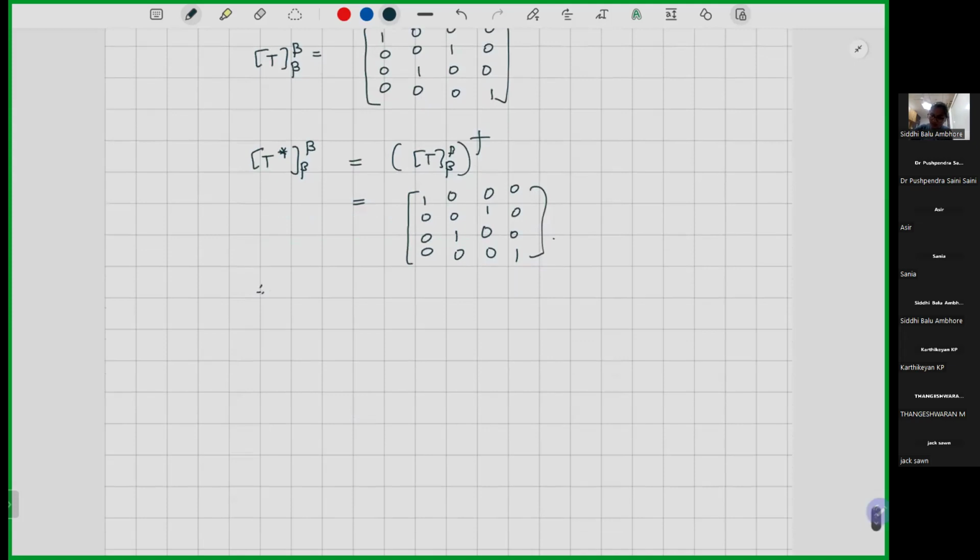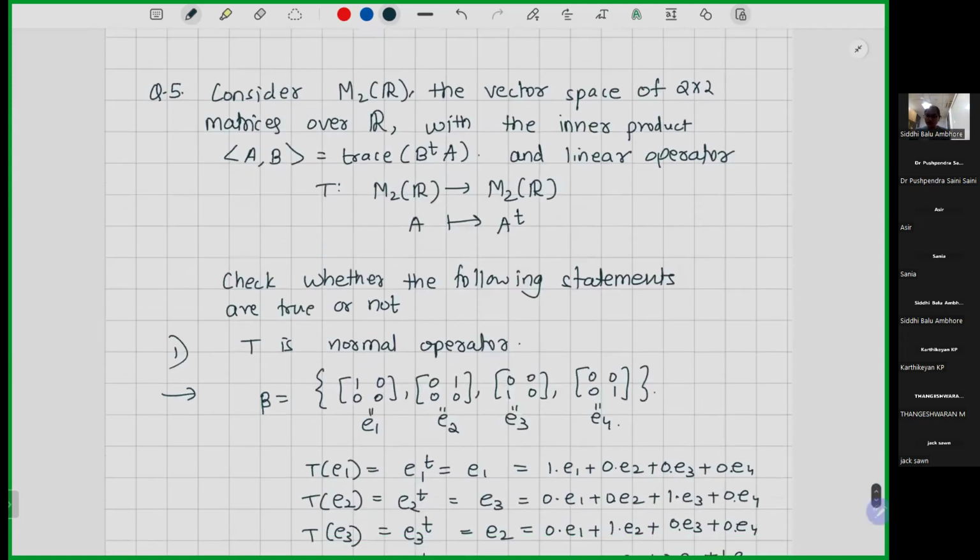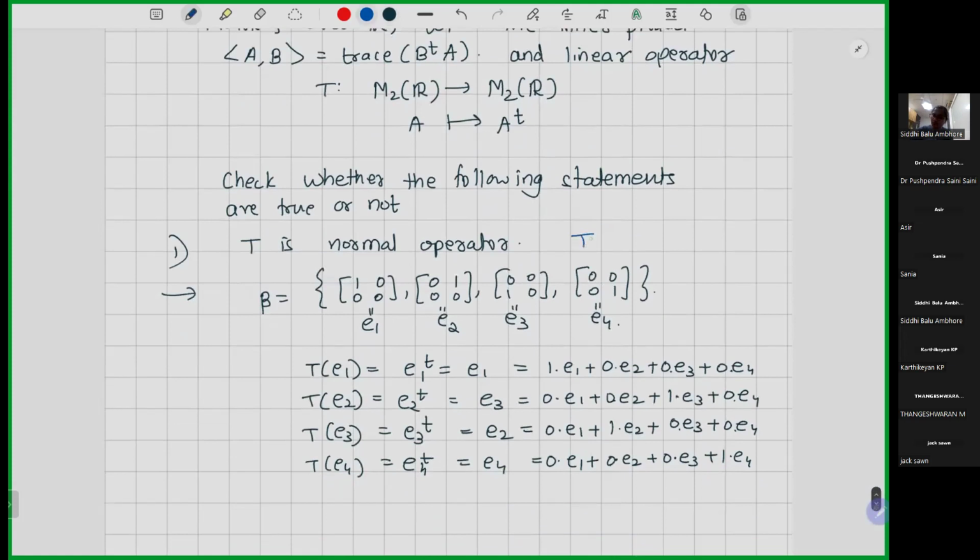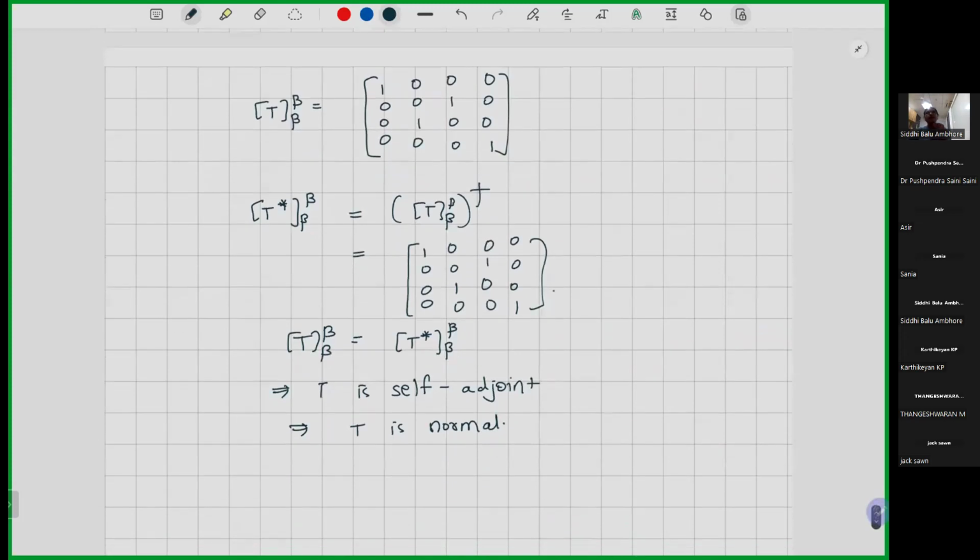Okay, so therefore from here I can write that T beta beta is equal to T star beta beta, right? So this implies T is self-adjoint, and this implies that T is normal, right? We know T being self-adjoint implies T is normal. So therefore this is true. Any doubts here? Please let me know how these things are working. Any doubts? Please let me know.